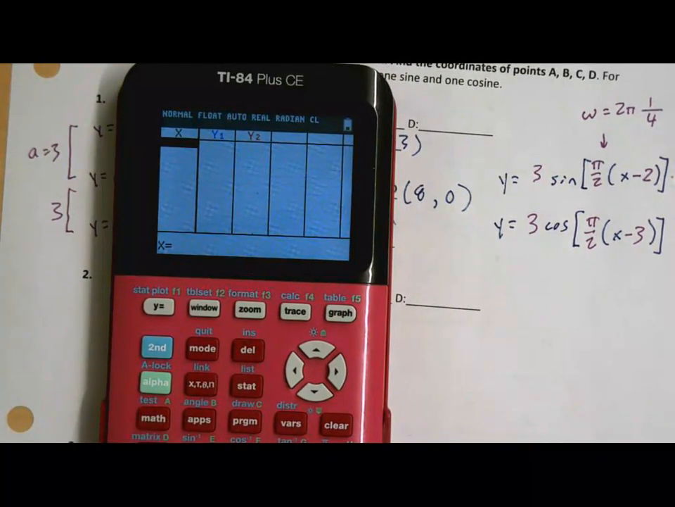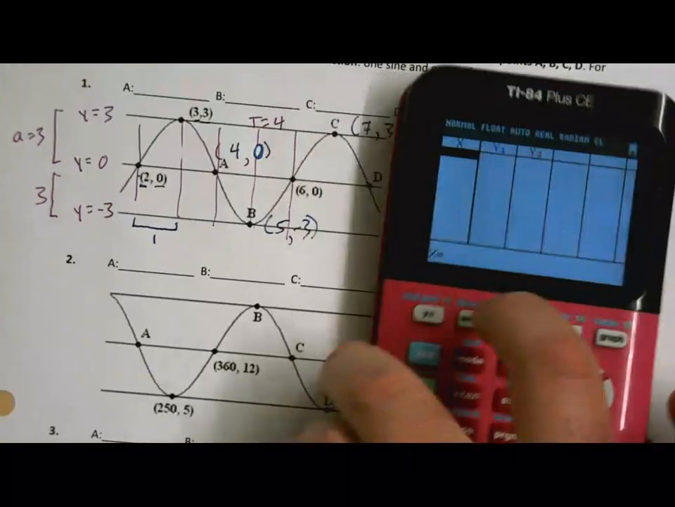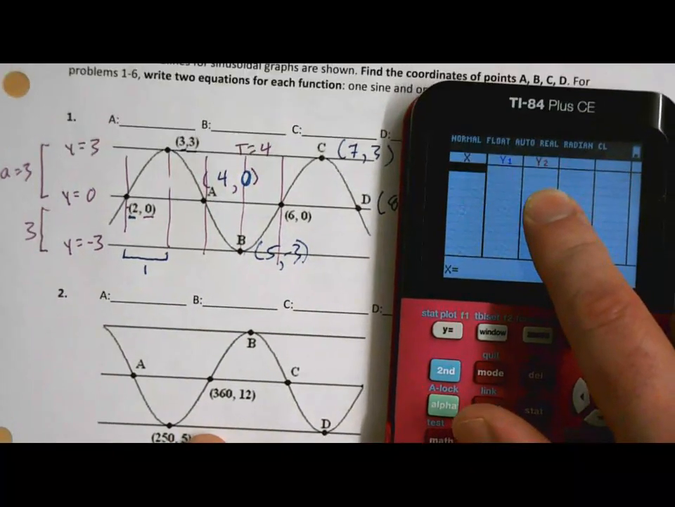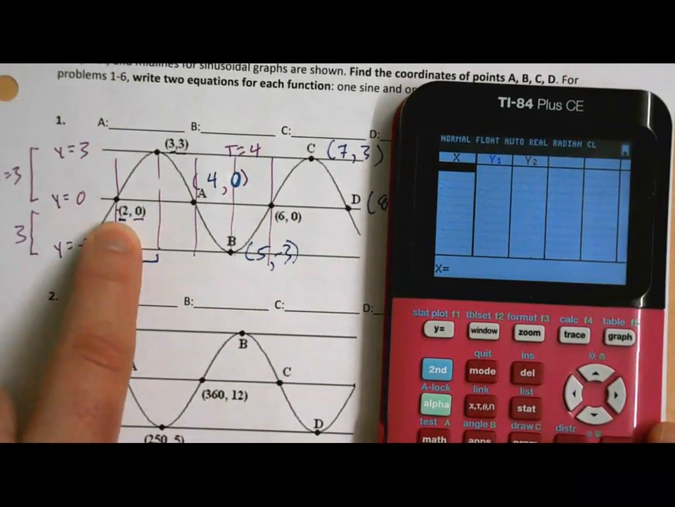Okay, are you guys seeing a good blank table on your screen? Yep. So here's what I'm going to do now that I got my table in here. Remember that y1 was my sine and y2 was my cosine. I'm going to start plugging in my x values and make sure I'm getting the right y values.